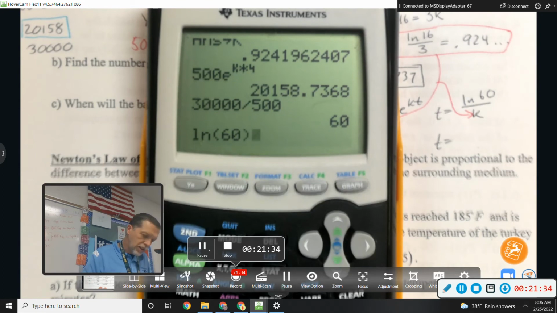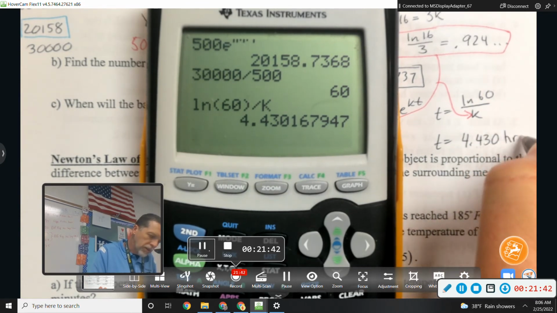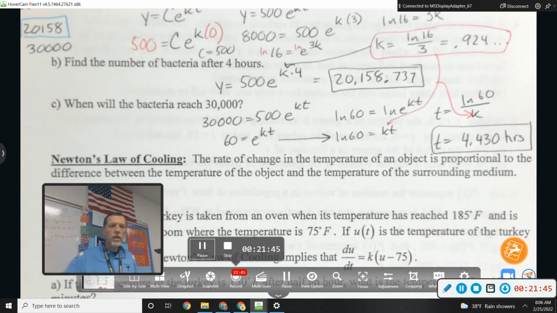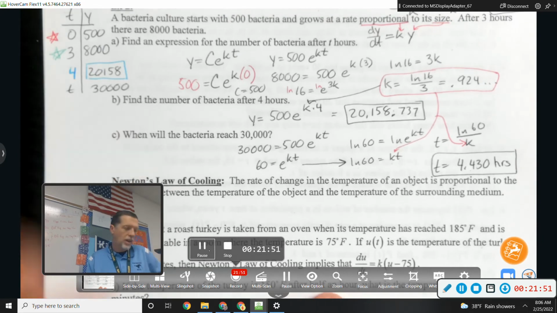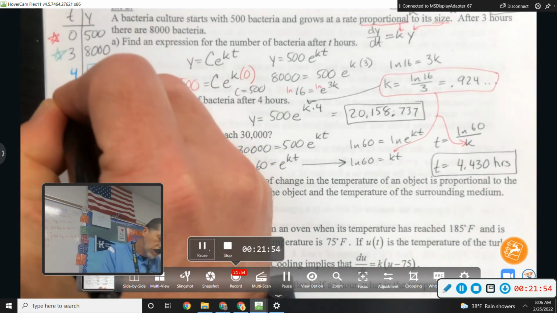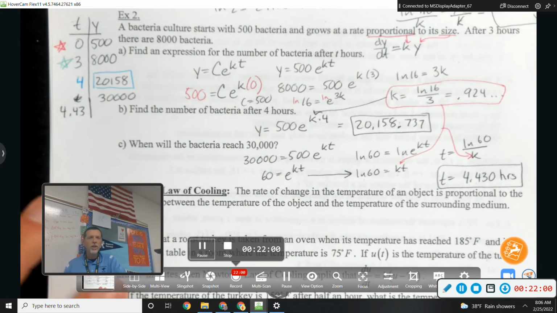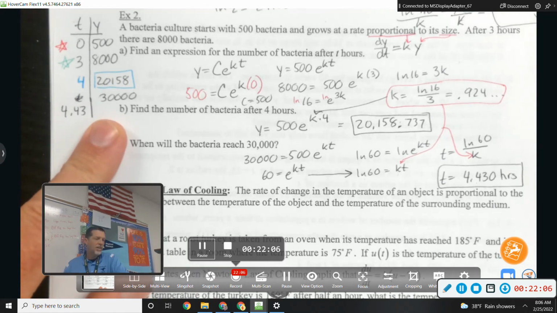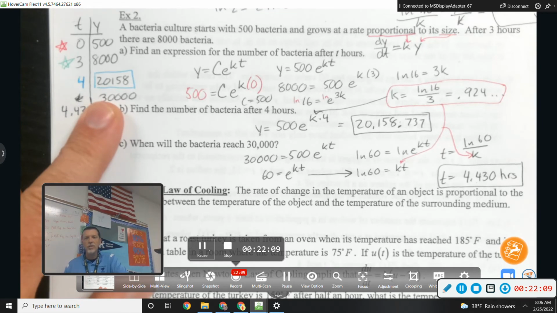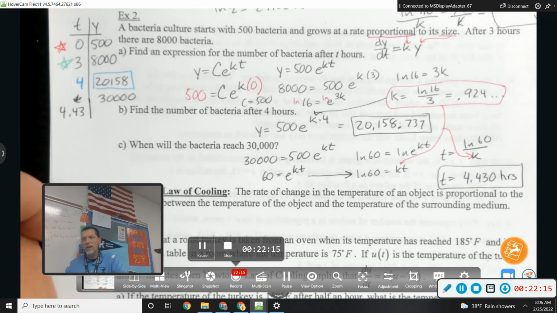Natural log of 60 divided by k. 4.430 hours. And that's my answer. I don't have to put it in the table because the table is just to help me. But if I do put it in the table, it sort of makes sense. It sort of fits the pattern. I can't tell for sure, but if I'd gotten 300 million, I probably would be suspicious of that answer. If I'd gotten anything less than 20,000, I'd be very suspicious of the answer. So making the table is a nice reasonableness check on your answer.